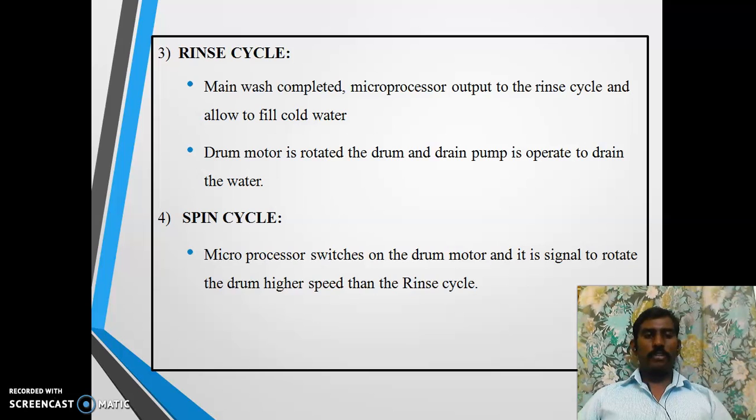Then step 4, the spin cycle. The microprocessor switches on the drum motor and signals it to rotate the drum at a higher speed than in the rinse cycle. The rinse cycle rotates at a normal speed, but the spin cycle rotates at the highest speed. Here there is no usage of water, because due to the spin, the cloth loses its water droplets, which are thrown away from the drum.